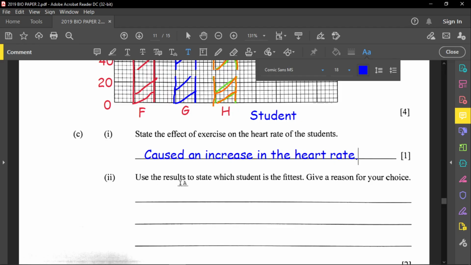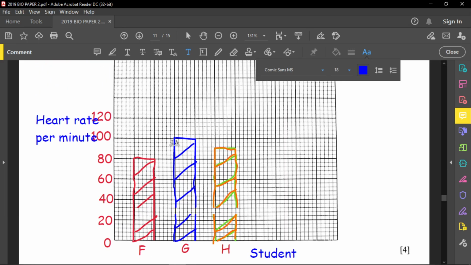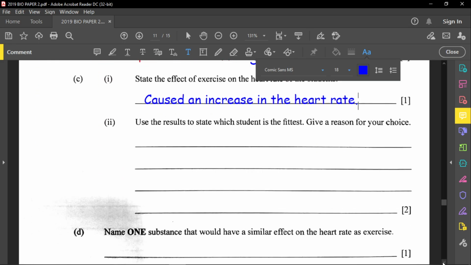All right, so that's that part. The next part here said, use the result to state which student is the fittest. Give a reason for your choice. So if we go back to here, and this is after exercise, we notice F has the lowest heart rate, G the highest heart rate, H will be in the middle. And so the fittest student will have the lowest heart rate, okay? If the heart rate is the lowest, that means that person is the fittest one. So this will be student F. So student F will be the fittest, and of course, G will be the least fit, okay? So student F.